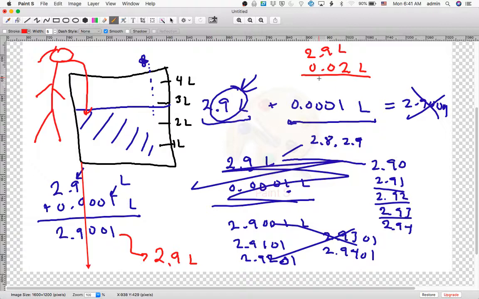Okay? What's the answer here? The correct answer is 2.9 liters. It doesn't change the volume. Why? Because you're not even sure what the volume was to begin with. 2.9 liters, you weren't sure about, you don't know the next digit after the 9. And so to 2.9 liters, it stays.